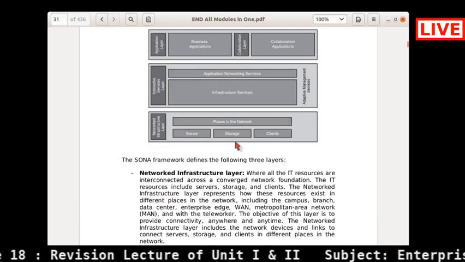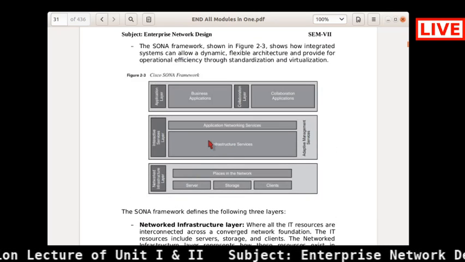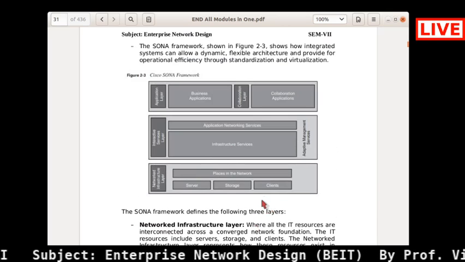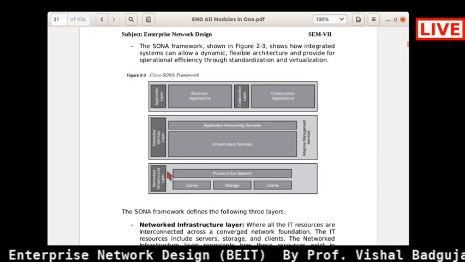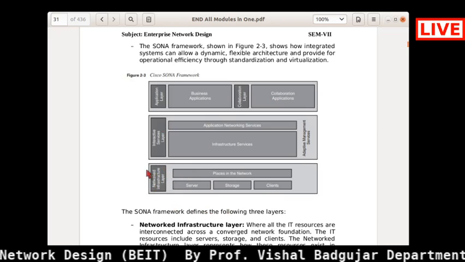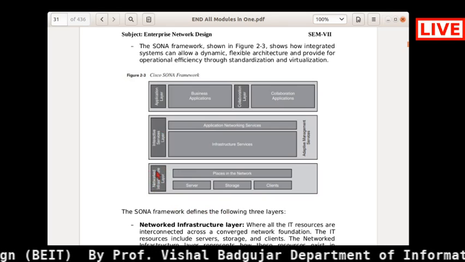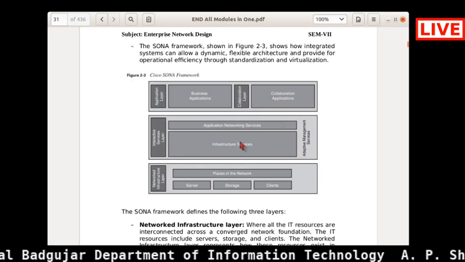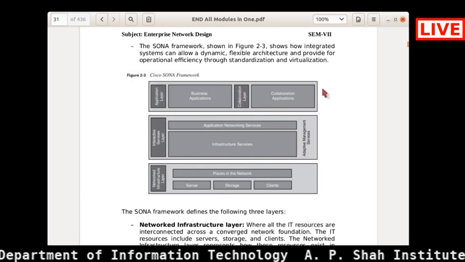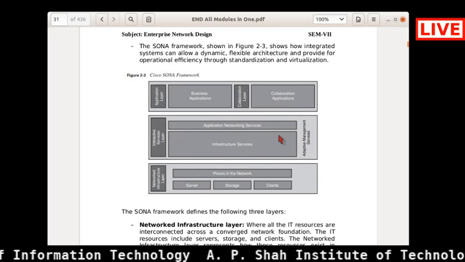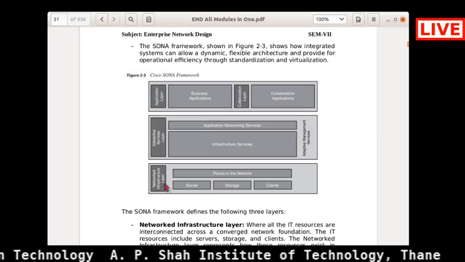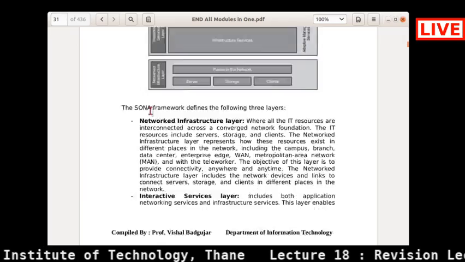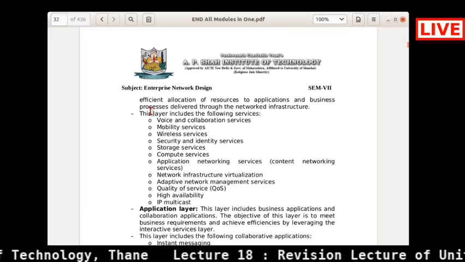Then the Cisco SONA framework, which is very important with respect to any kind of examination pattern. There are 4 layers; which layer has which different components, that you also need to see. The question may be formed on each of the layers, and what the different functionality of each layer is. You must know that with respect to the MCQs and all those things.